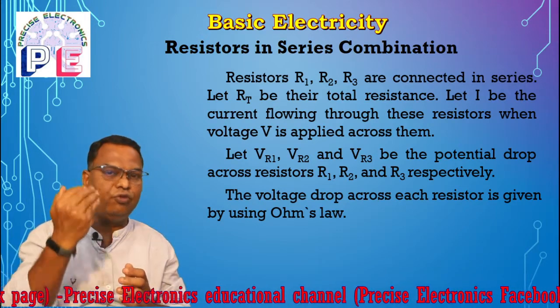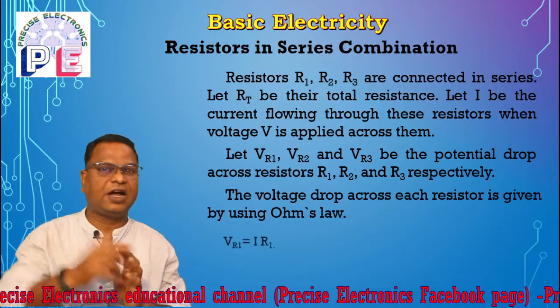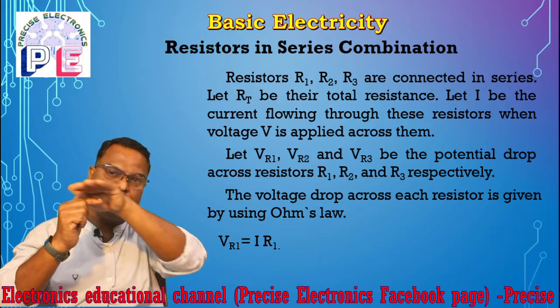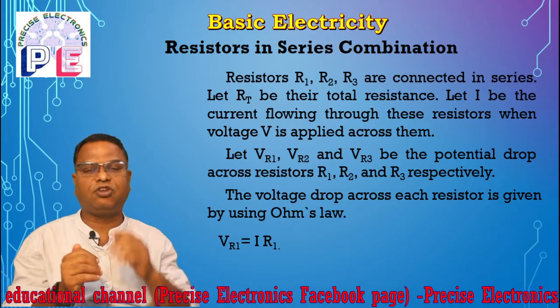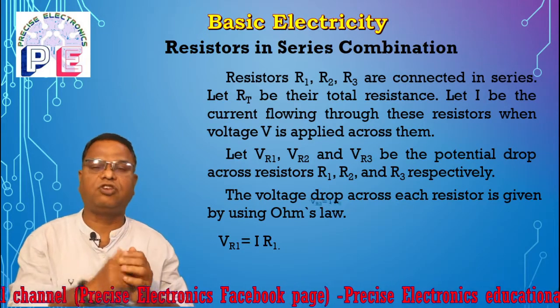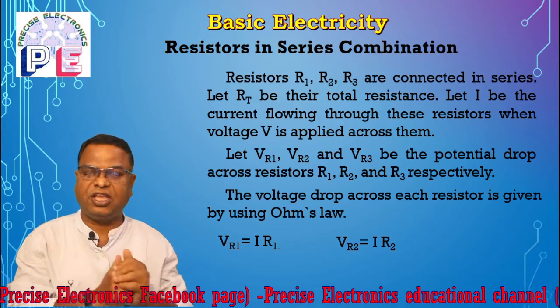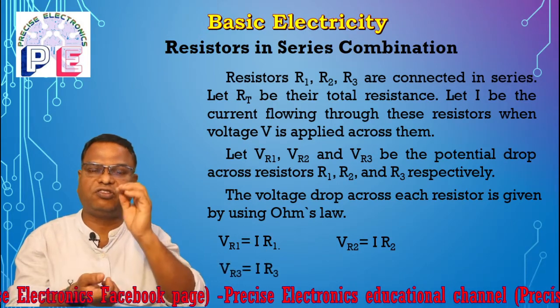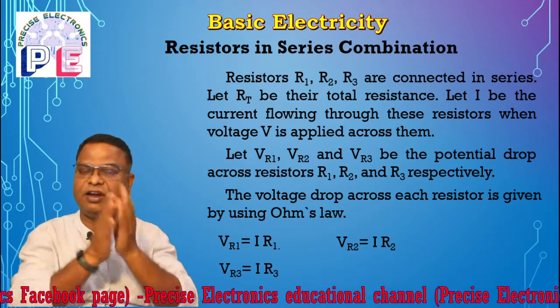So obviously VR1 is equal to IR1. I, that is a common current, flows through resistors R1, R2, R3. So VR1 is equal to IR1. Next, VR2 is equal to IR2. Next, VR3, that is the potential drop across resistor R3, is equal to IR3.